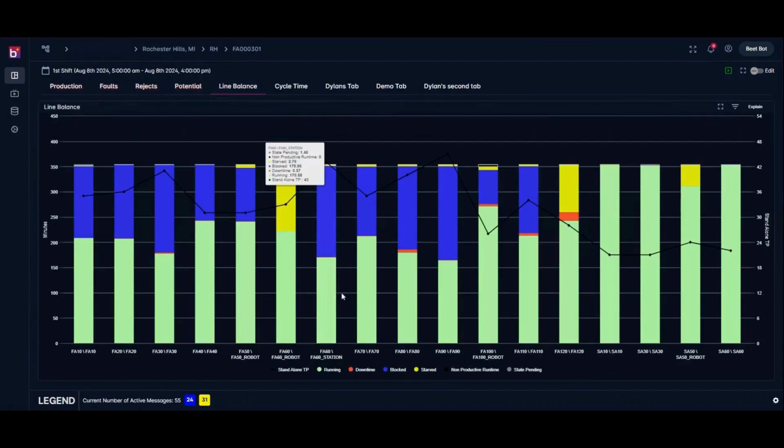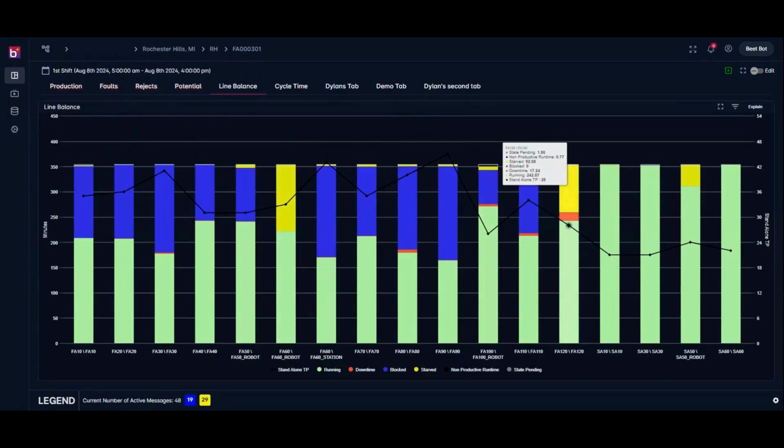The line balance chart is also a really powerful screen to look at, because it gives you a lot of information in a very concise manner. This is showing us how each station is utilized for the current shift. So, a really quick rundown: green means in process time, blue means block time, yellow means starve time, and the red we see over here means faulted time.